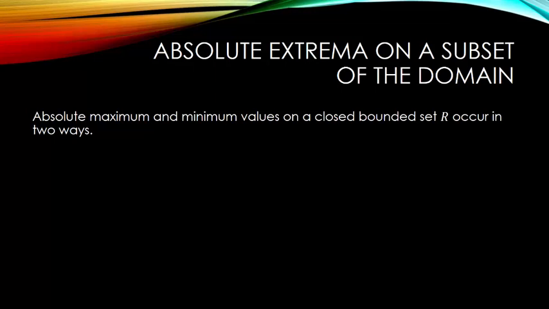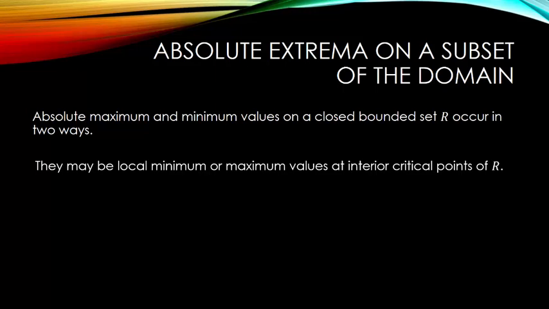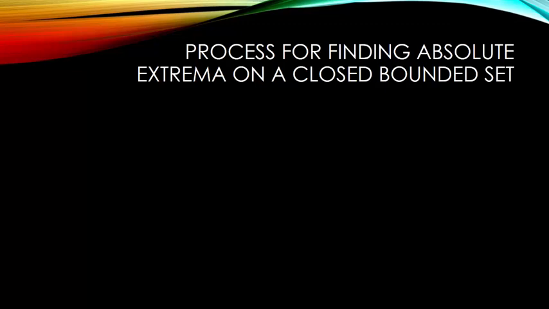Absolute maximum and absolute minimum values on a closed bounded set R will occur in one of two ways. They may be local minimum or maximum values at interior critical points of R, or they may occur at the boundary of R. We need a process for finding absolute extrema on a closed bounded set.